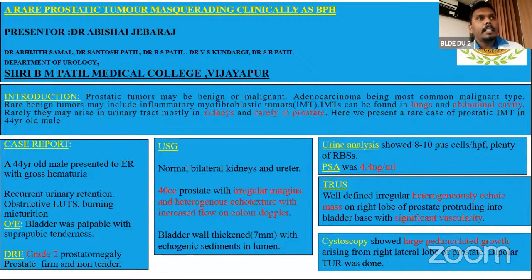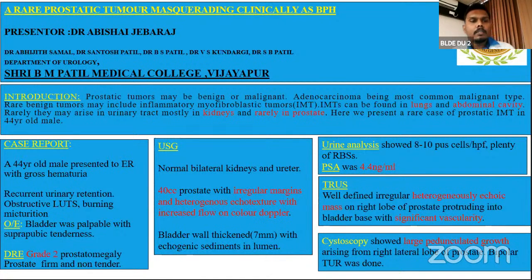in prostate. Benign tumors usually include inflammatory myofibroblastic tumor, which is very rare, and it is usually found in lungs and abdominal cavity, mostly in the peritoneum. And in the urinary tract, kidneys and bladder are the most common sites. However, very few cases, around 10, have been reported previously in the prostate. So here we present a case of prostatic inflammatory myofibroblastic tumor in a 44-year-old male.